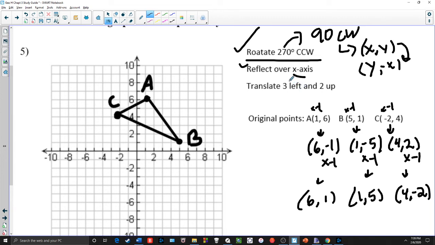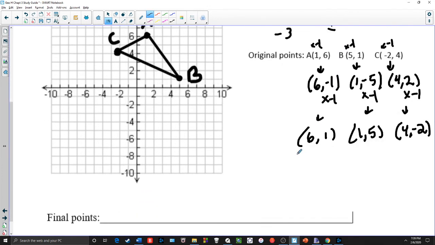So again, remember that for translations, left is a negative direction, and it's on the x. So we're going to subtract 3 on the x, 2 up. Up is the positive direction, and it's on the y. So we're going to add 2 to my y's. So subtract 3, add 2, subtract 3, add 2, subtract 3, add 2. And we write them down here.